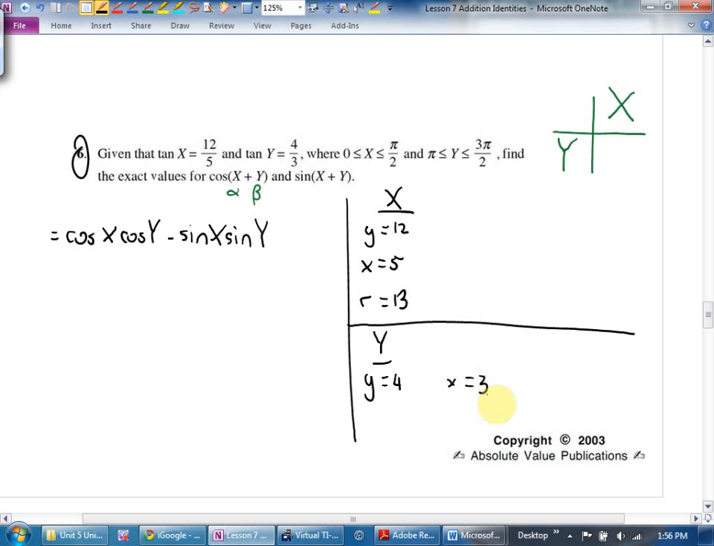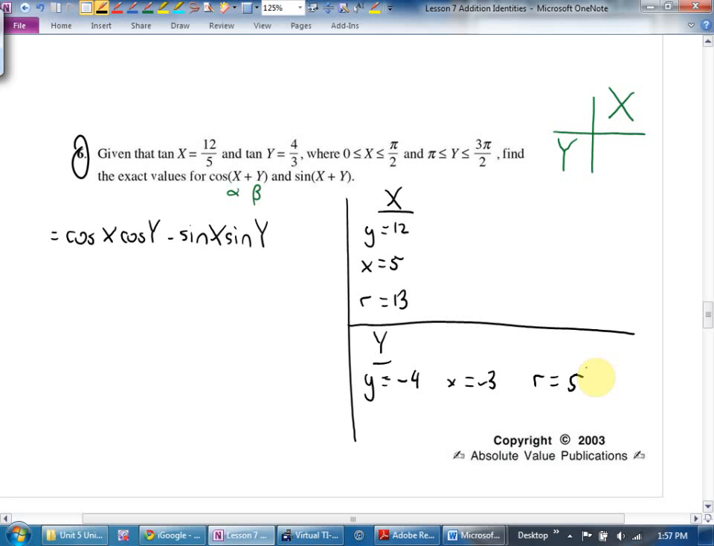Except I'm wrong. Look up for a second. Do you see where they told me angle Y was down there? Can X possibly be positive? Can Y possibly be positive? In fact, both of these were negative, and that's what made tan positive, because you had a negative divided by a negative. And I think if you use Pythagoras again, x squared plus y squared equals r squared, you're going to find that r is 5.